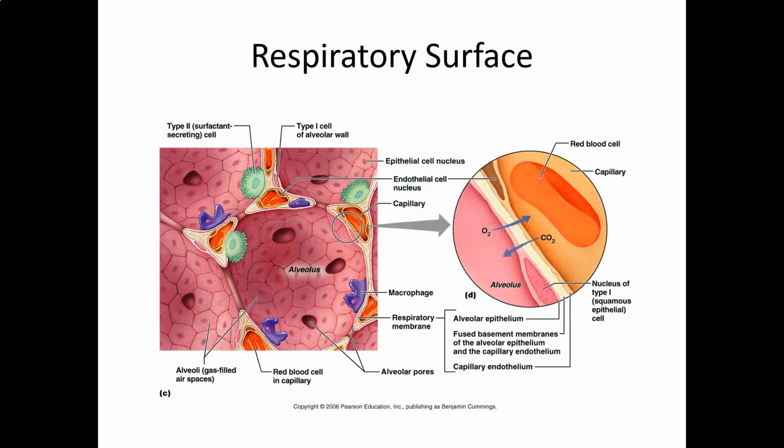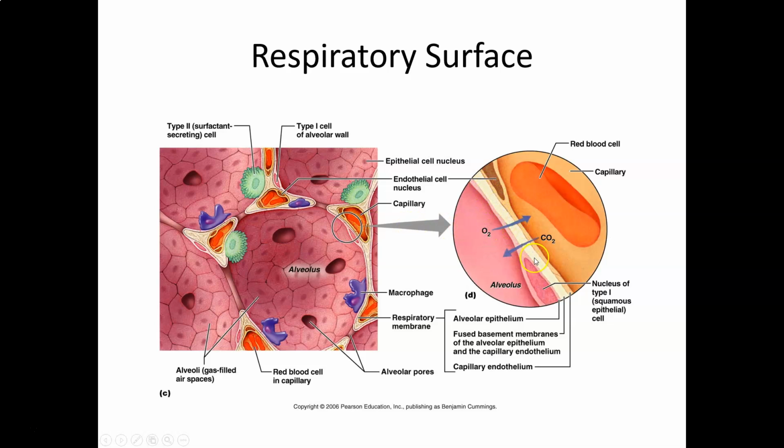So the respiratory surface is the membrane that the respiratory gases need to diffuse through. Here in this picture, they're blowing up this little section right here. So this pink bubble is again an alveolus. It's the air sac that is filled with air. This is a capillary with a little red blood cell that has been cut through here in that picture. So we're going to blow up that membrane.